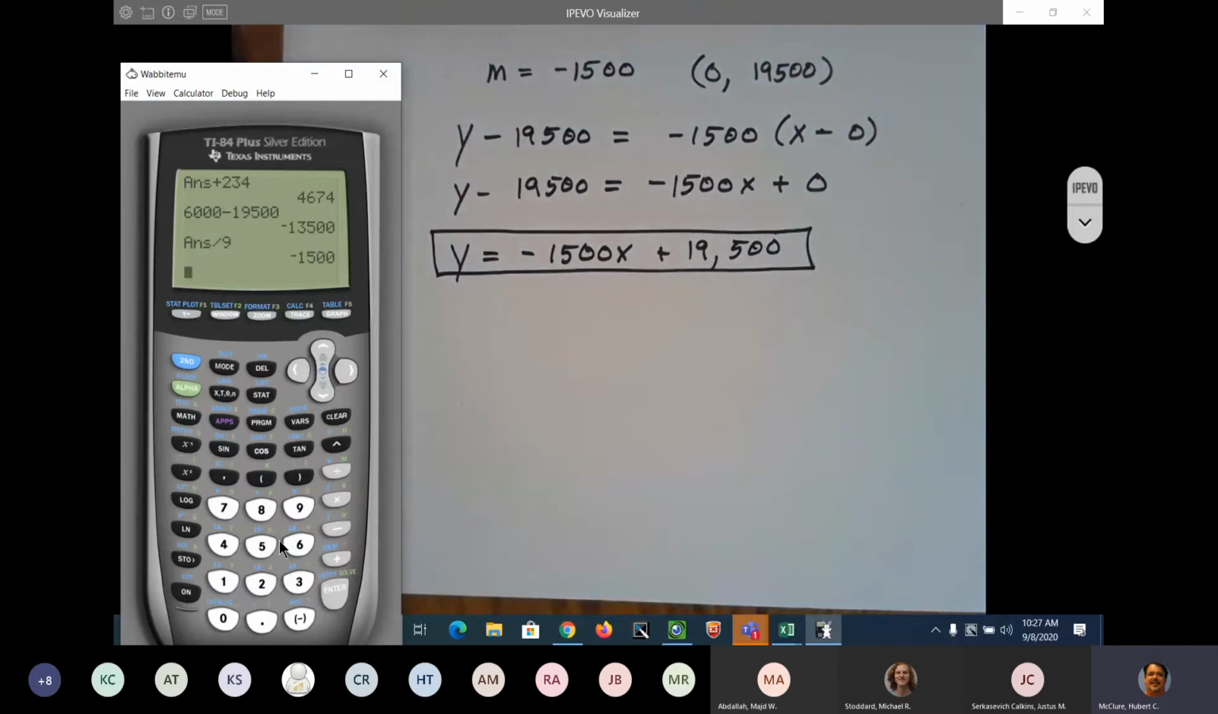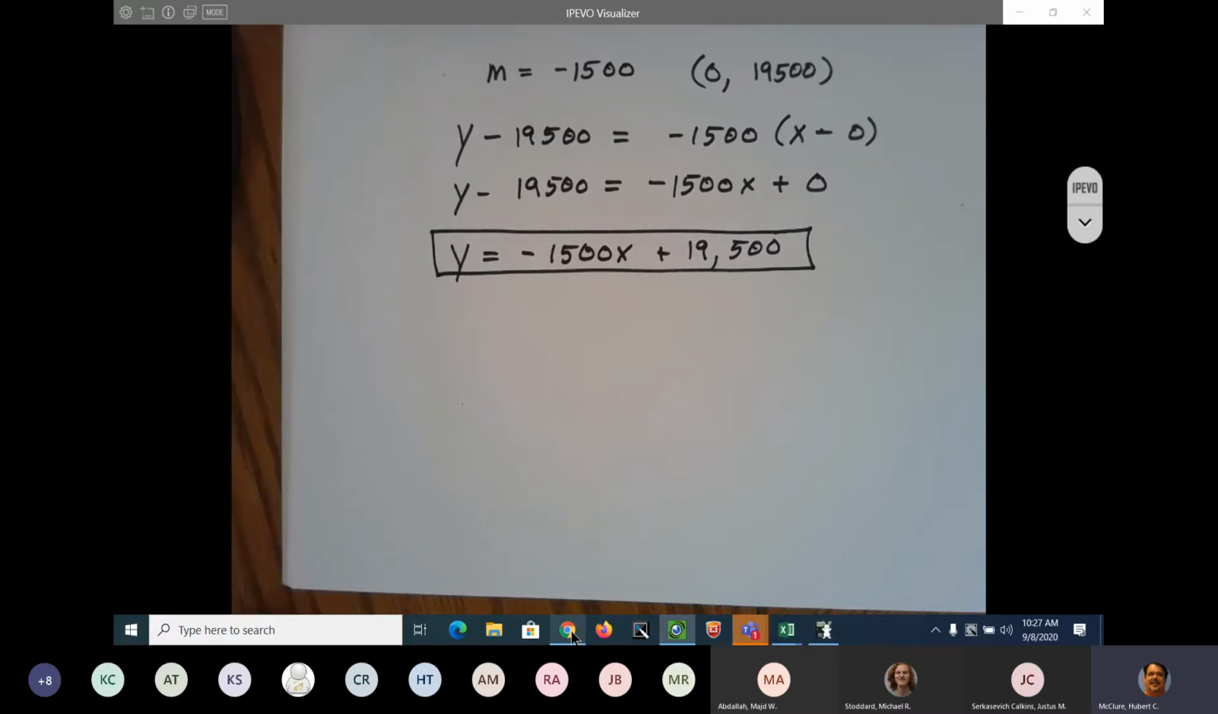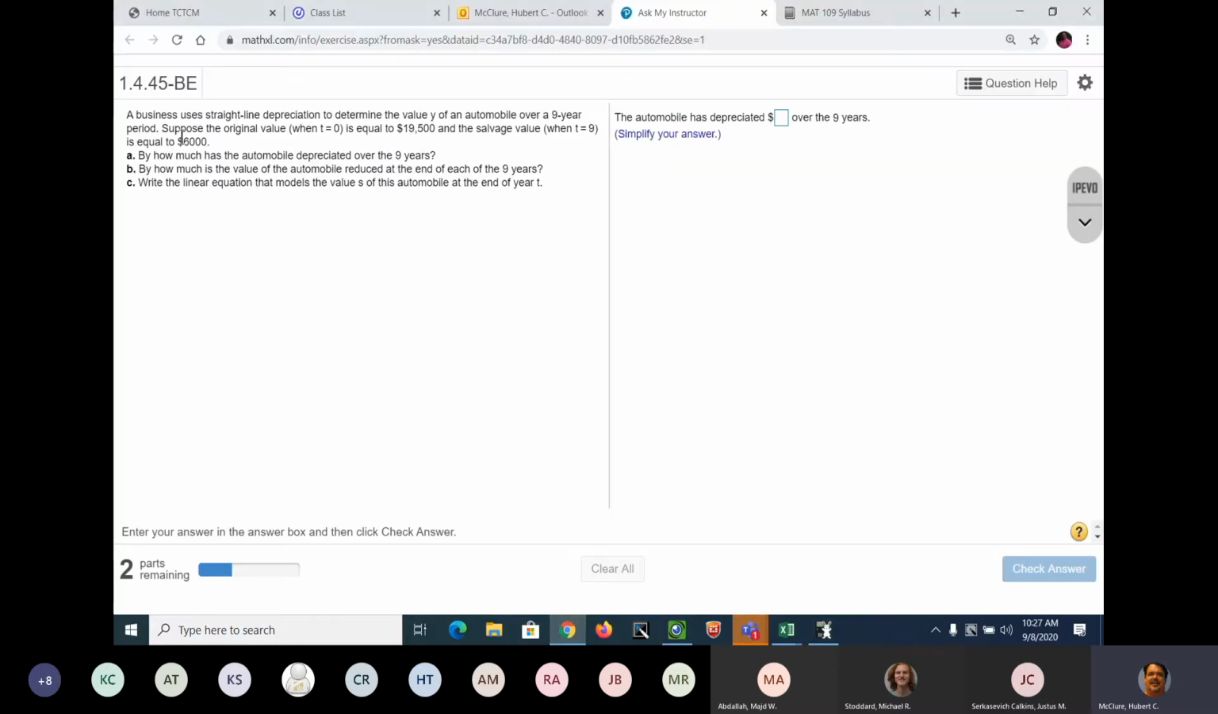And that's the equation for depreciation over years. x is equal to years since, or whatever it said. I can't remember everything it said. Hold on, let's go back to the question. Over a 9-year period, by how much has the automobile depreciated over 9 years? Well, over 9 years, it's depreciated 19 minus 6, $1,300.